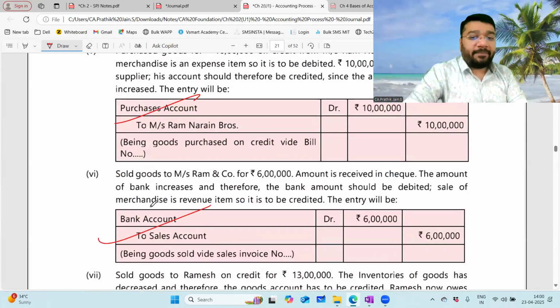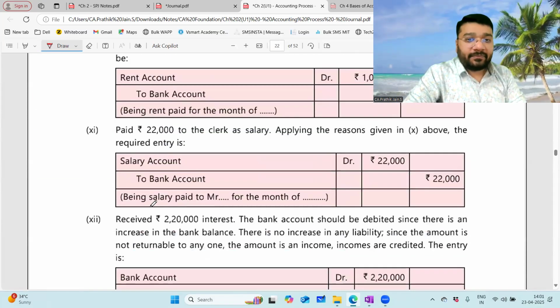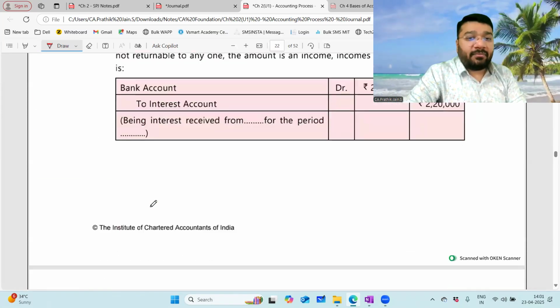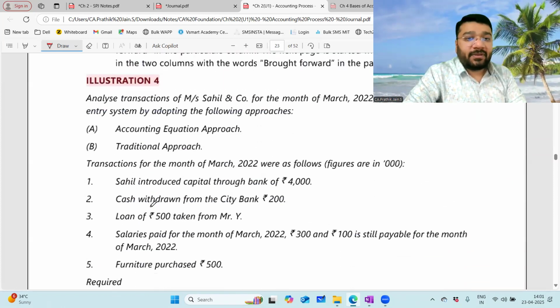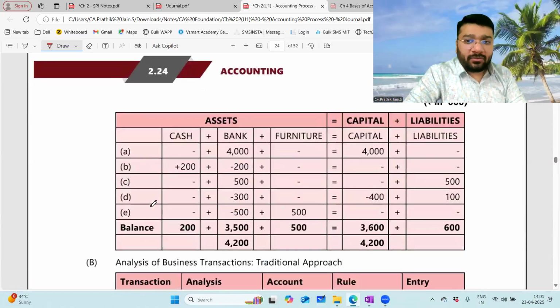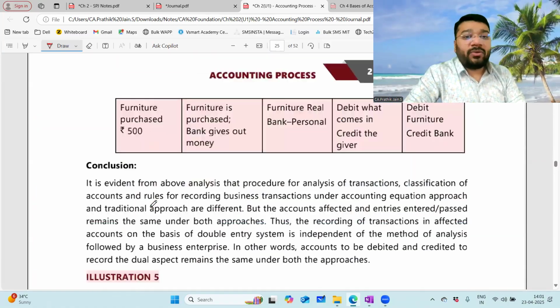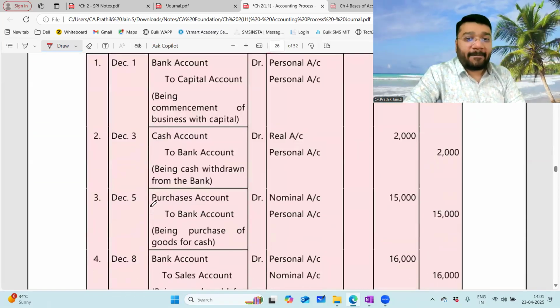Purchase entry, sale entry, cash entry, credit entry. Rent entry, salary entry, bank interest entry, compound entry. Illustration 4, which we worked out. No, we didn't work out. So 1, 2, 3, 4 not yet done. Fifth one done? Yes.